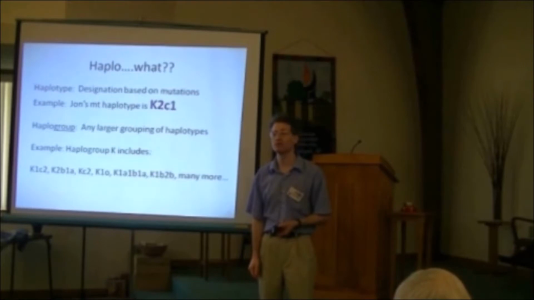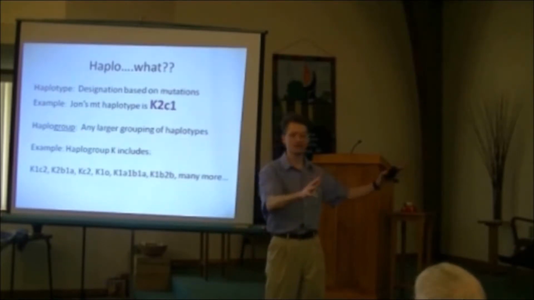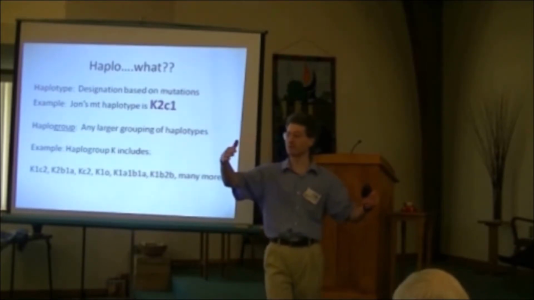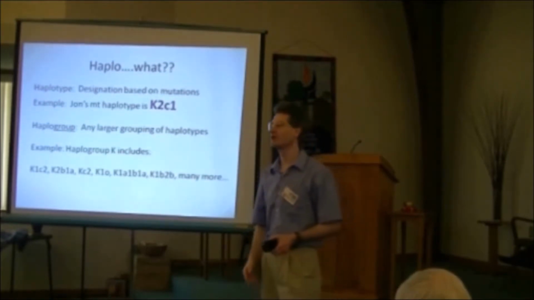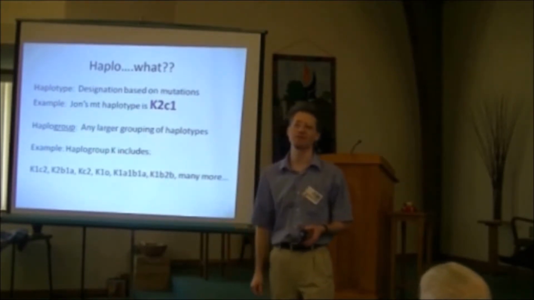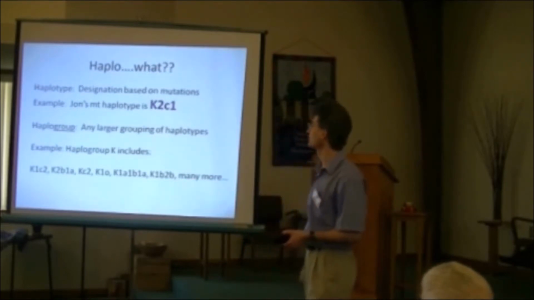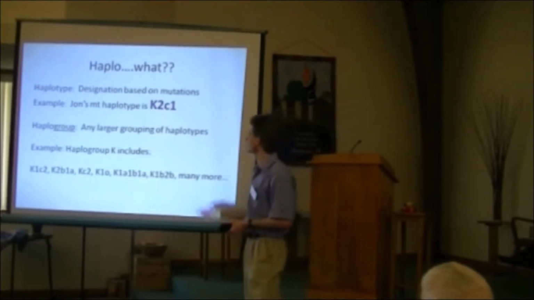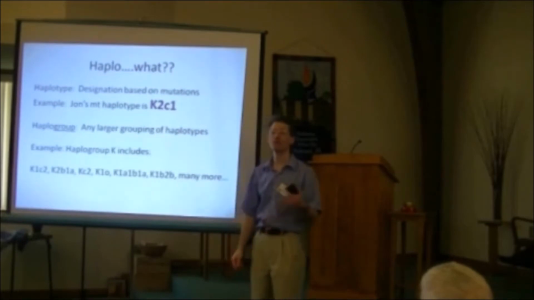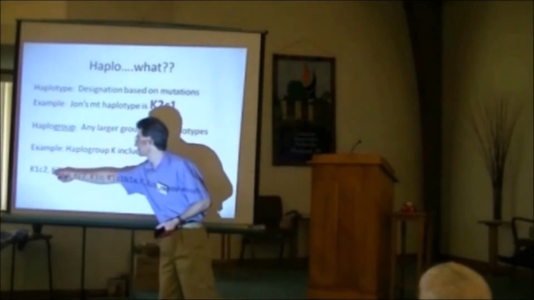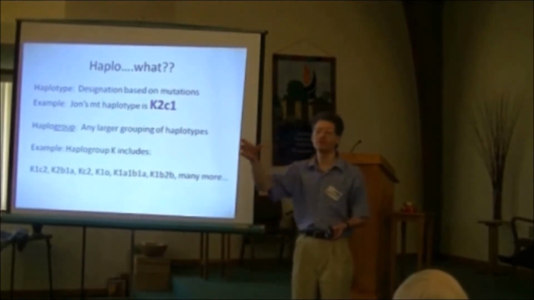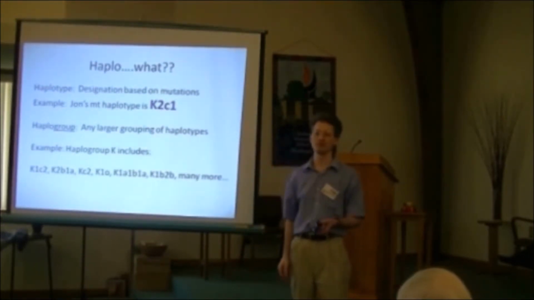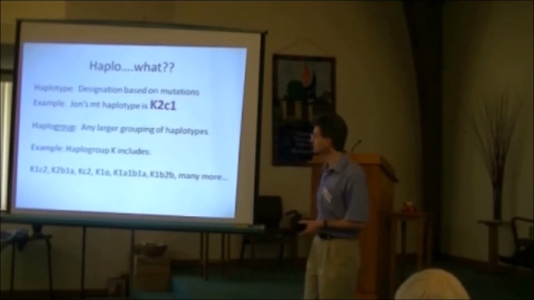It's a lot easier if you can say, okay, I'm going to talk about going farther back up the family tree. If I can talk about this branch of the family tree, what can I use to talk about that branch? We can call that a haplogroup. That's a larger grouping of haplotypes. So that might include K1C2, K2B1A, and all these other ones that are just names we give certain sets of mutations on the family tree.